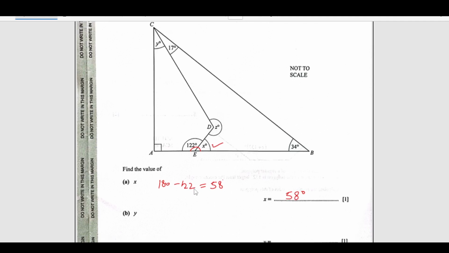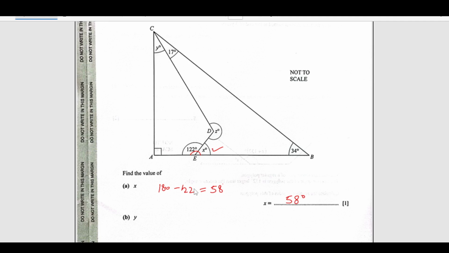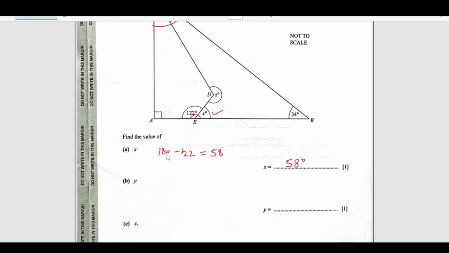Now next is find the value of y. So y is here. If you see, we have this y over here. To find out y, we need to know these angles. If you see, we have this is 70. If you take this triangle, the bigger triangle ABC, in this triangle, the total angle is y plus 70. So y plus 70 plus 34 plus 90 will be 180, right? Because angles in a triangle add up to 180.